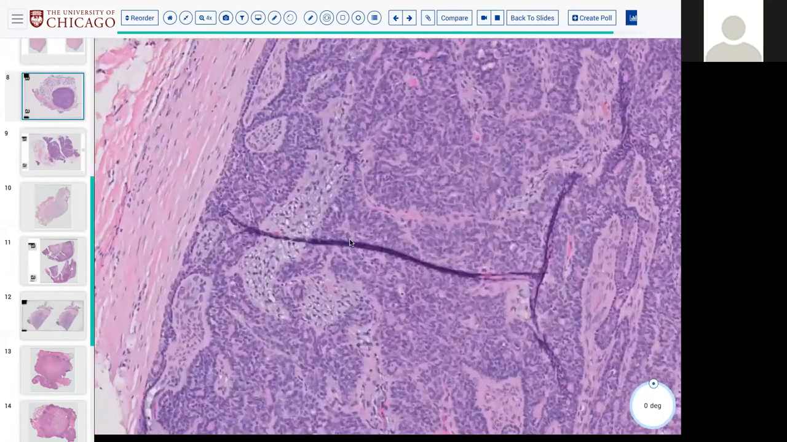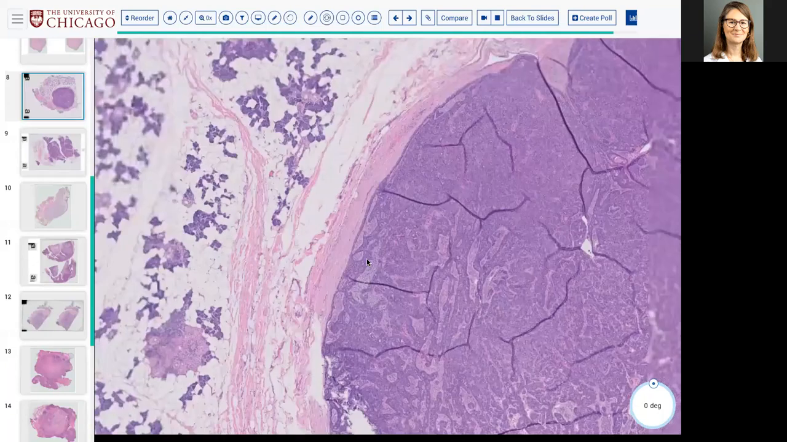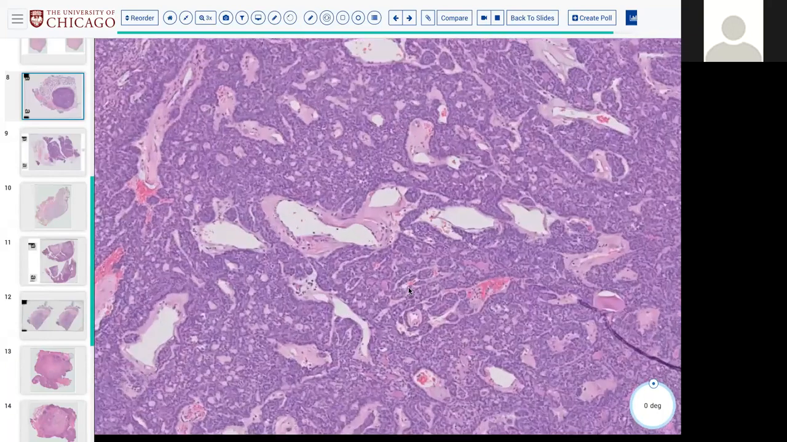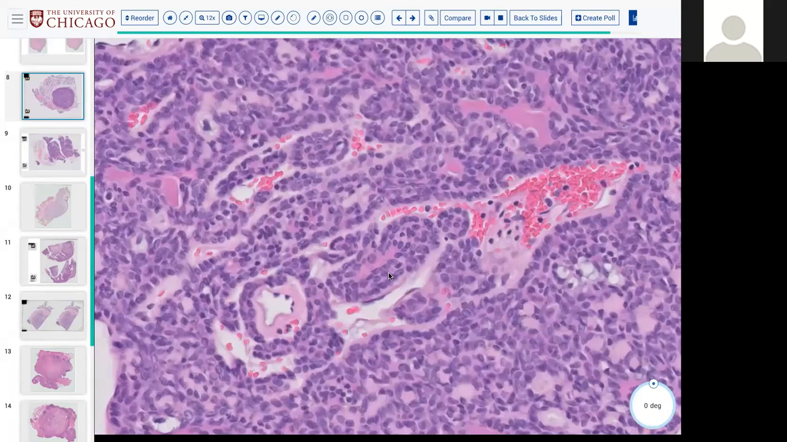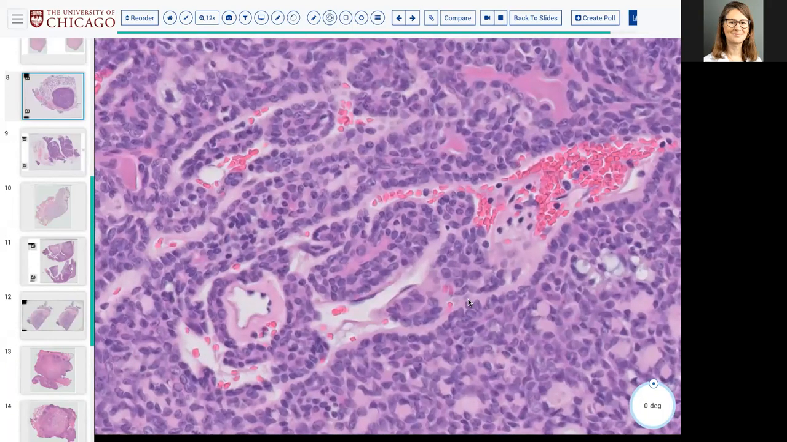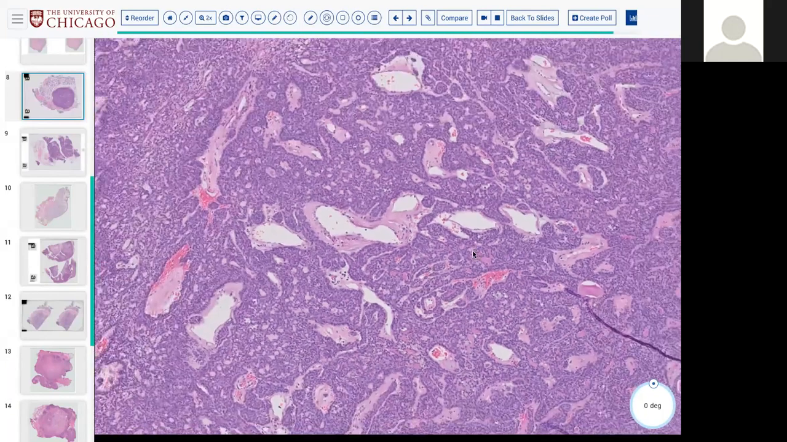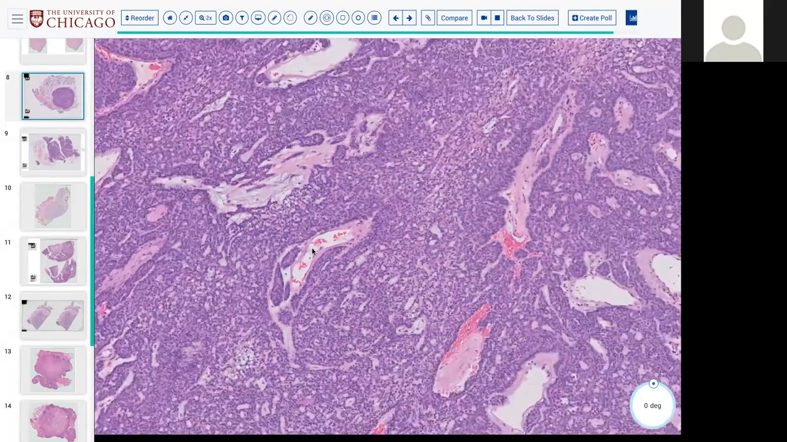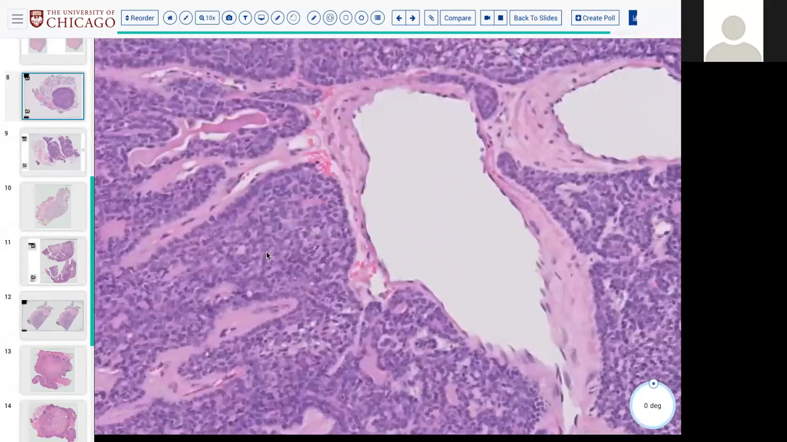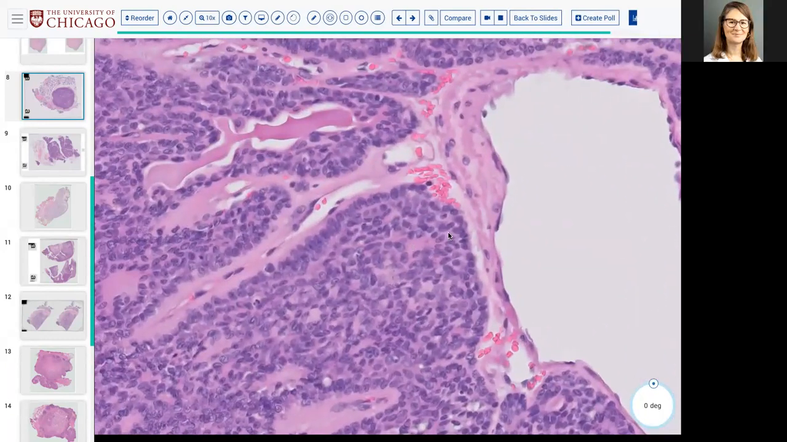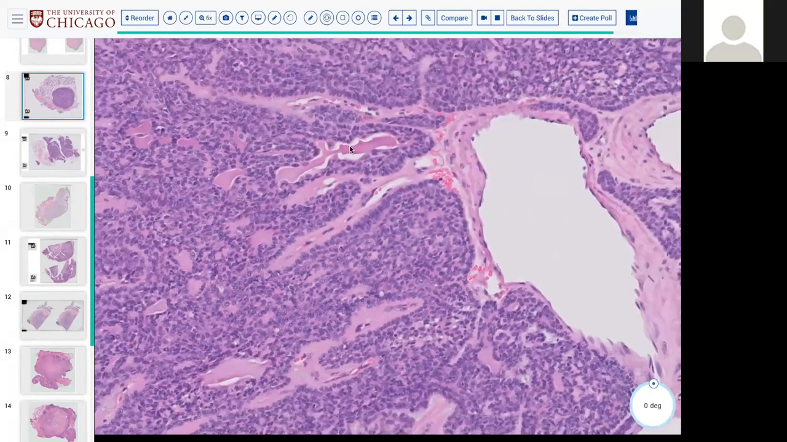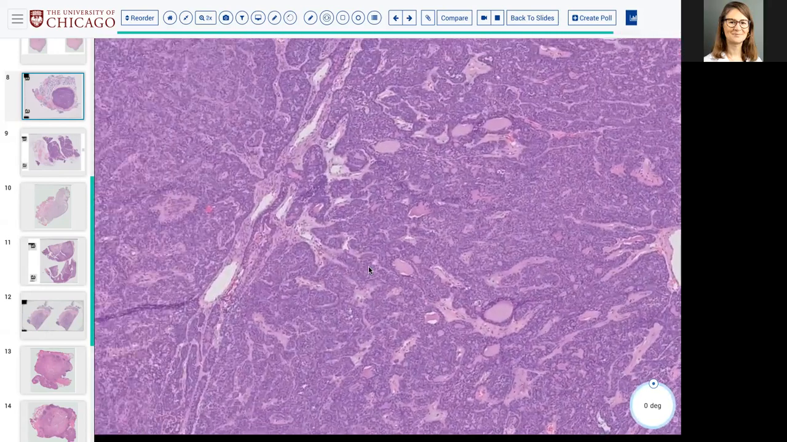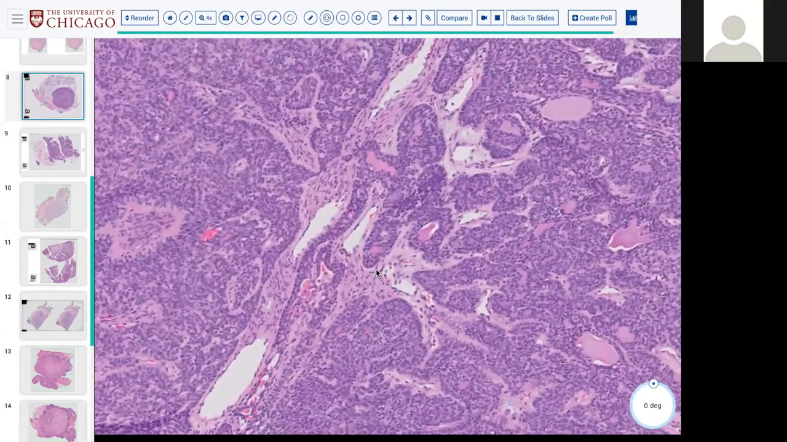This is a nice one, very well circumscribed, encapsulated. The tumor cells have a tubular, trabecular growth pattern. We have peripheral palisading, very basaloid, and we have this basement membrane material, the pink hyalinized stroma. So I would go with basal cell adenoma for this case. Yeah, absolutely.